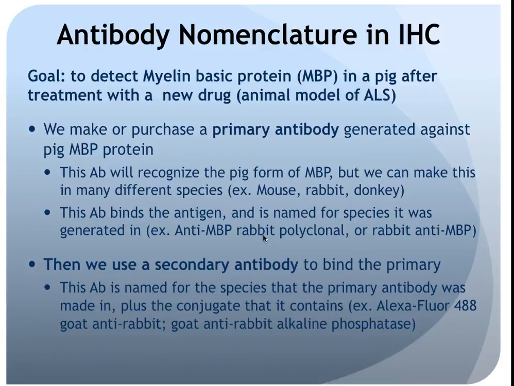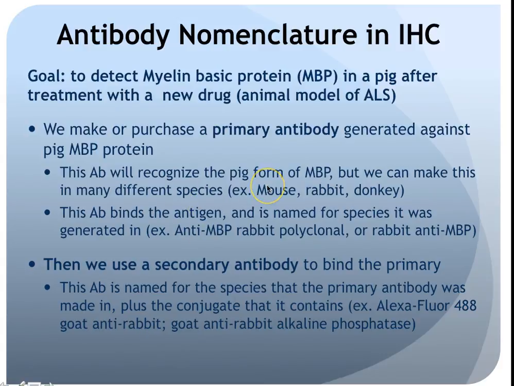So that's the primary. When we use the secondary, we have to use a secondary antibody that's going to bind to the primary antibody. It's just like a scaffold. The secondary antibody is named for the species that the primary antibody was generated in. So in this case, if our primary was made in a rabbit, then our secondary antibody would have to be anti-rabbit, so that it's going to recognize the rabbit antibody.